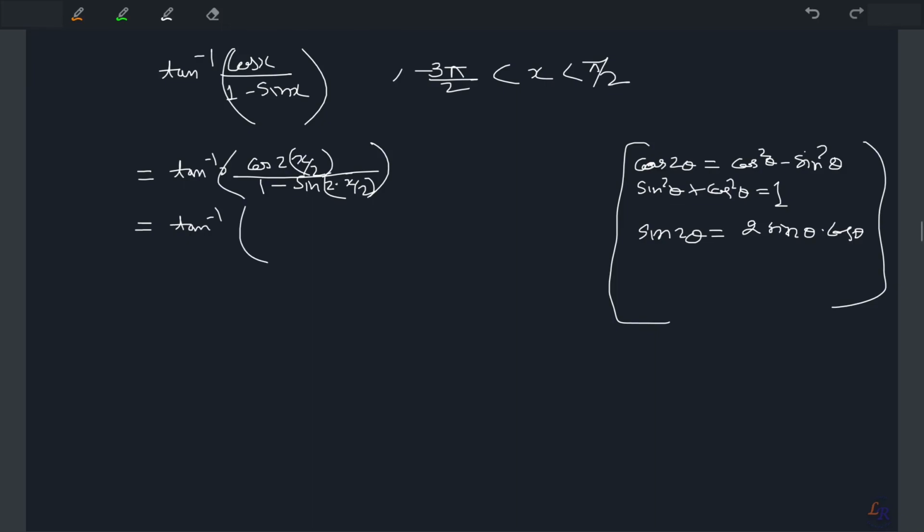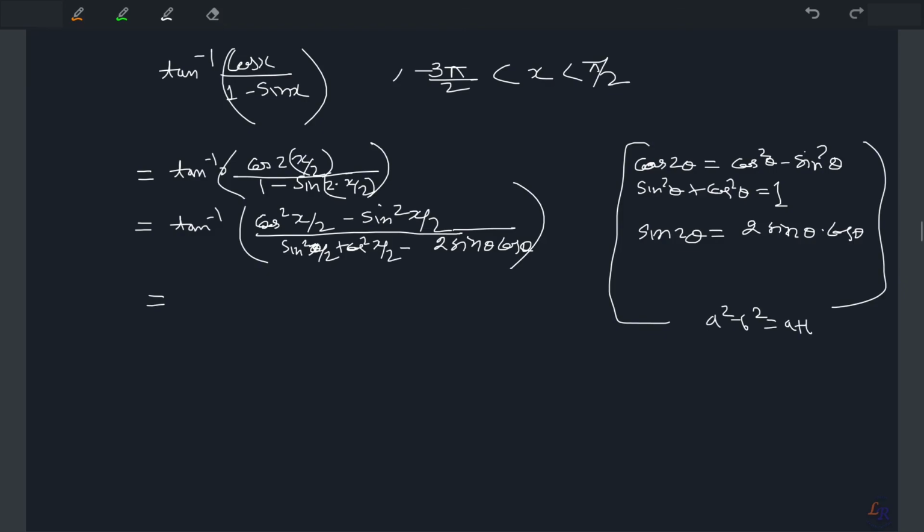So tan inverse, you can have this first one, cos 2 theta type. So you will have cos square x by 2 minus sin square x by 2. For the bottom, for 1 you can expand it as sin square x by 2 plus cos square x by 2. For sin 2 theta, this one you can write minus 2 sin theta cos theta. Now you can utilize the property here, a square minus b square is equal to a plus b into a minus b, and the other one, a square plus b square minus 2ab, is equal to a minus b whole square.